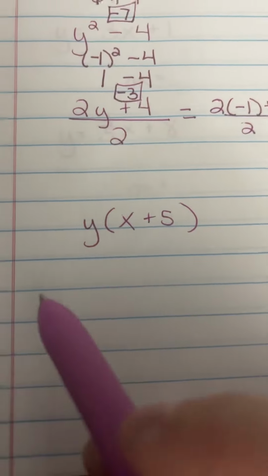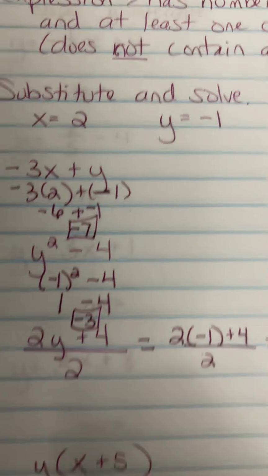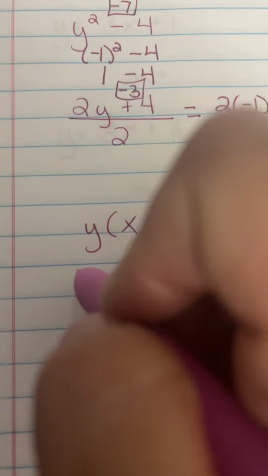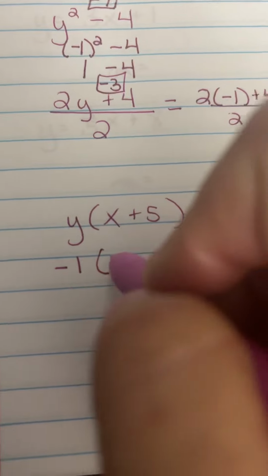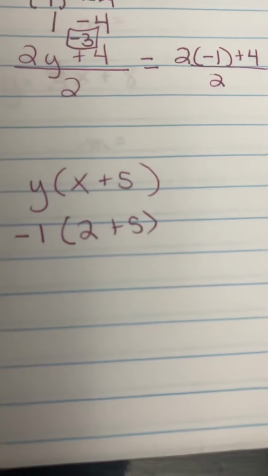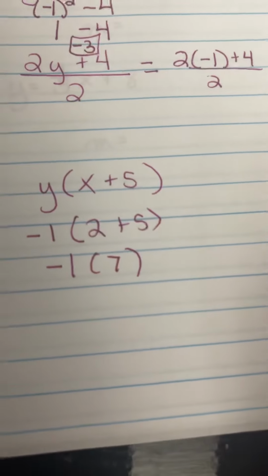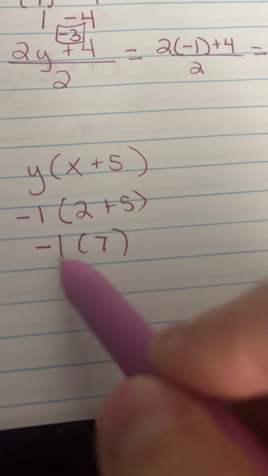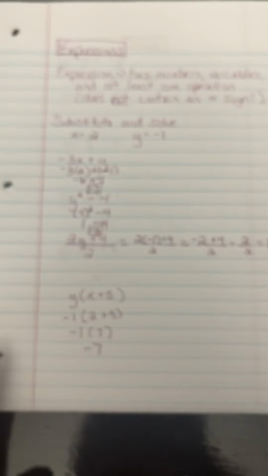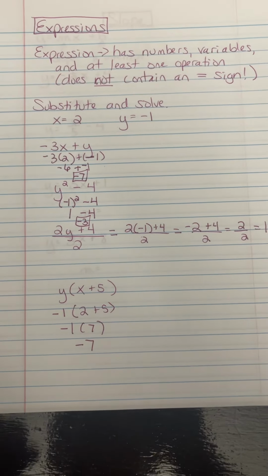My last example, I have x and y in here. So remember, x is 2, y is -1. So I'm going to plug that in. Y is -1, x is 2. So my first step is always to substitute. In this case, order of operations tells me to do what's in the parentheses first. And 2 plus 5 gives me 7. And I'm going to multiply last. 7 times -1 gives me -7. So again, with expressions, we're going to substitute and then follow order of operations to simplify.